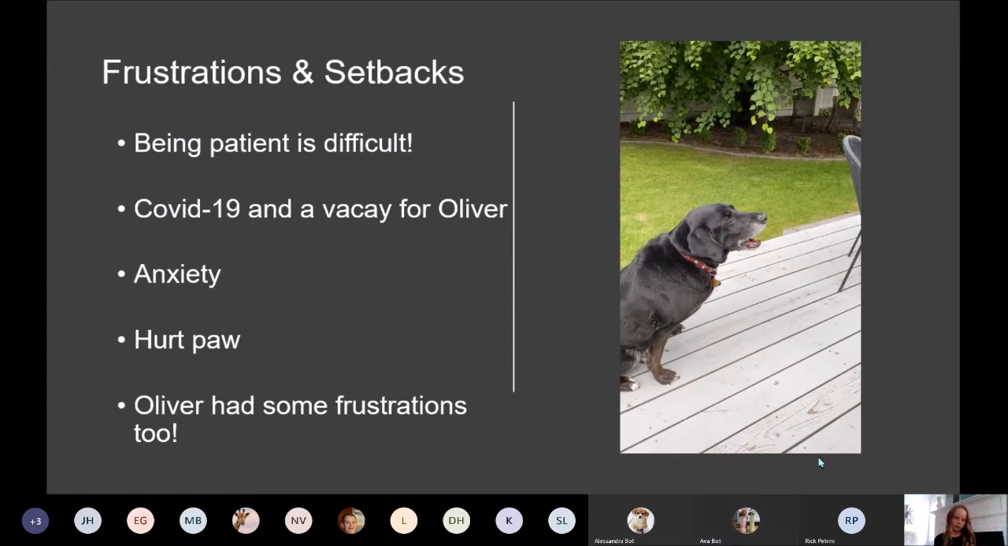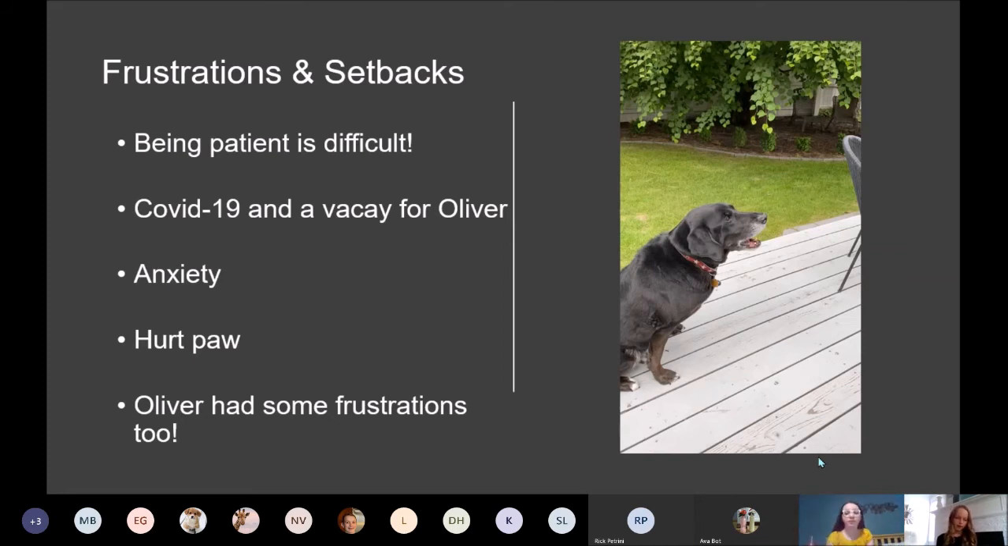A setback was COVID-19. Oliver went on a mini vacation. Oliver went to live with my grandma, Gigi, because she lives alone. Oliver was keeping her company during isolation so she wouldn't feel too lonely. He was a great companion for her. When Oliver came back home after a couple of weeks, we went back to training, and then the process was a lot faster.